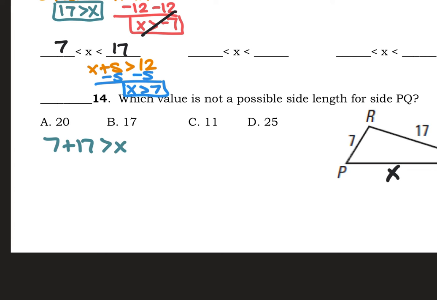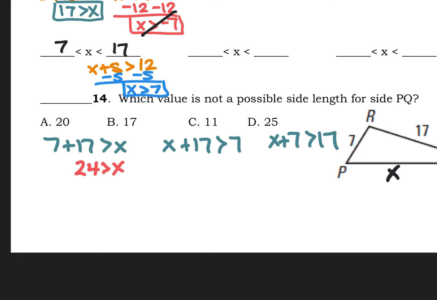We're going to do 3, right? Well, what would my next formula be? X plus 17 is greater than 7. What would your last formula be? X plus 7 is greater than 17. All right, let's solve all 3. Ready? On the first one, we'll add 7 and 17. What do we get? 24.